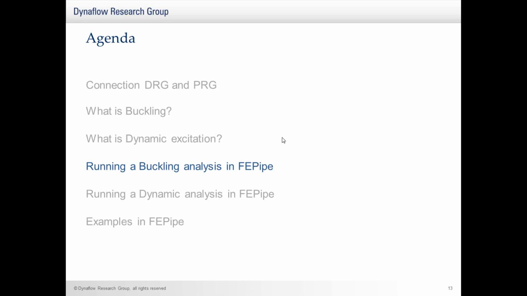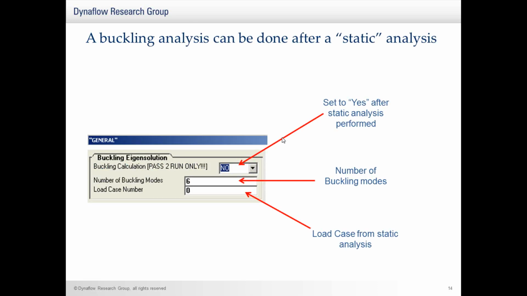So how do we run a buckling analysis in FEPipe? Well, first you need to run a normal static analysis, as this provides the boundary condition for the buckling analysis in FEPipe. Once you've completed your static analysis, go to the General tab and you will find the option for buckling eigensolution. The first step is to change the buckling calculation. You see here that it notes pass 2 run only, which means first run the static as pass 1 and then the buckling as pass 2.